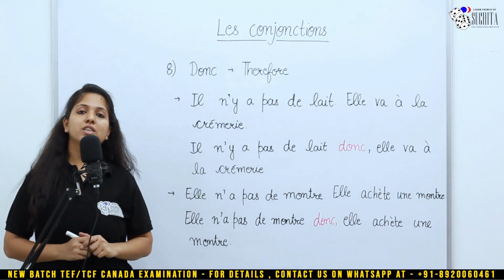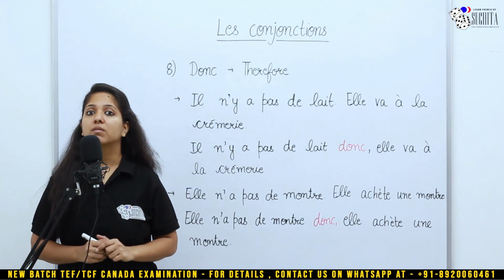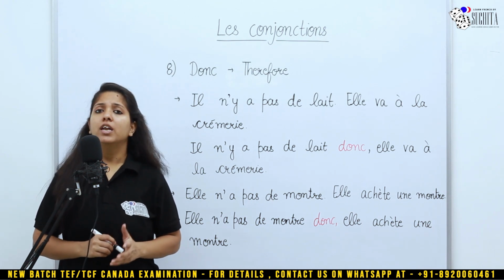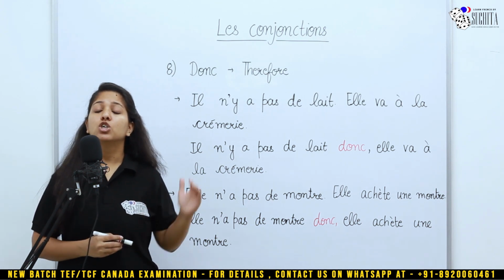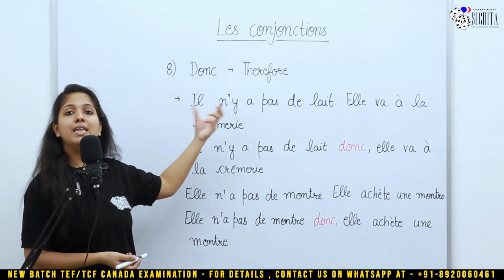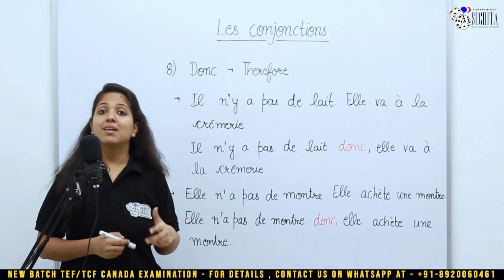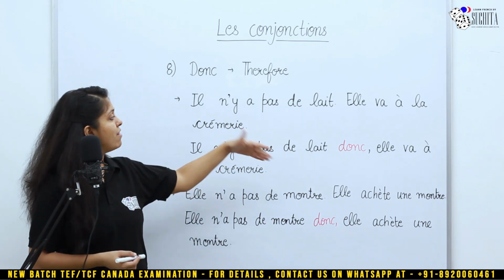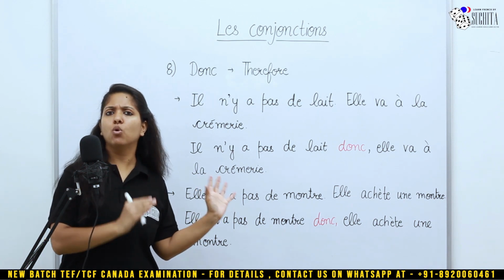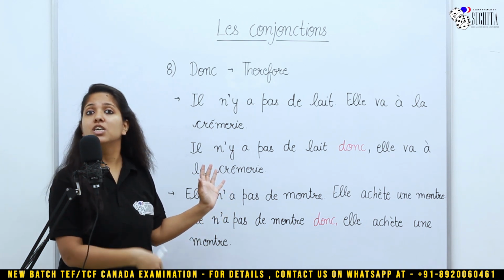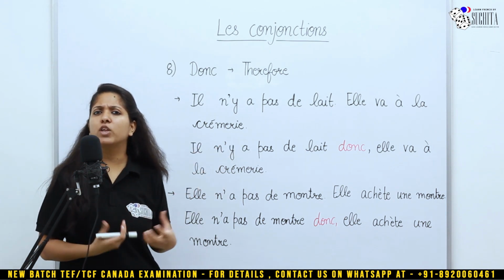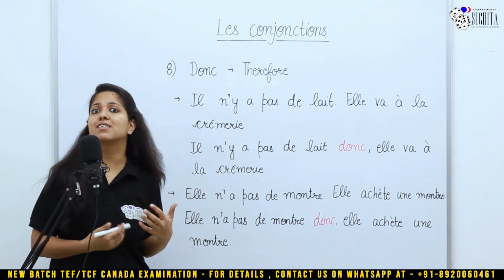Now the last conjunction that we have to do is donc. Donc, which means therefore. Now we use this conjunction to introduce a consequence of something. Let's say, il n'y a pas de lait. There is no milk. Elle va à la crèmerie. So there is a reason. The reason is that there is no milk. Therefore, she goes to the crèmerie. Crèmerie is a place where you buy all the milk products. So basically it's a dairy.